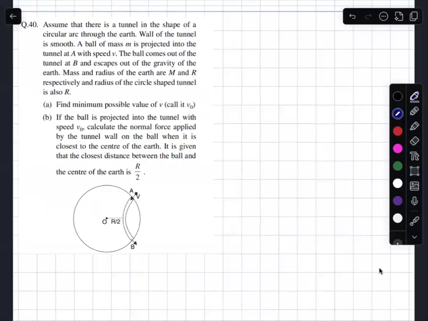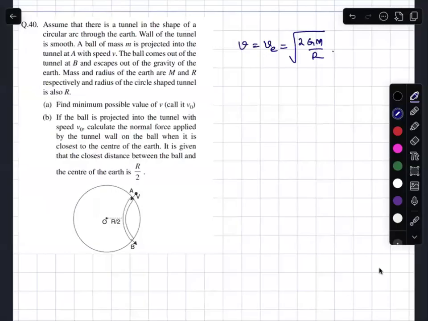Stay there. Mass and radius of the earth, data. Minimum possible speed. You are projecting it. v is nothing but escape velocity, and this is nothing but root 2 G capital M by R. Done. First part of the question is done.